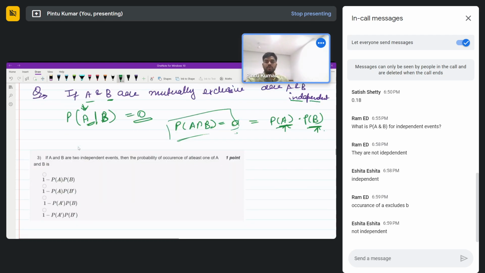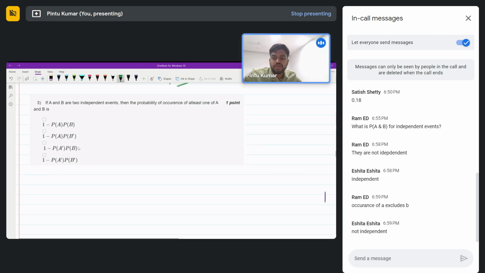Okay, so here is another question. Let's say A and B are two independent events. Then the probability of occurrence of at least one of A and B is given by, so you have to choose among these.